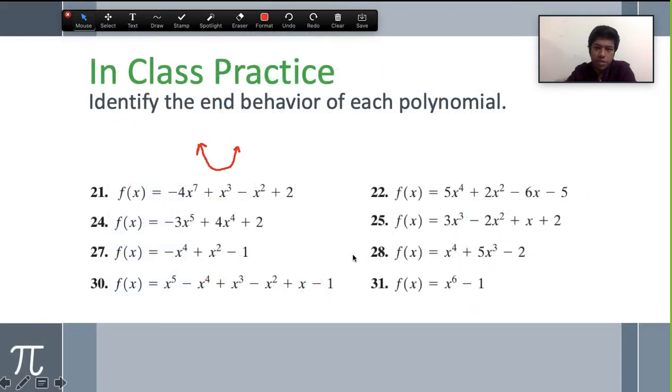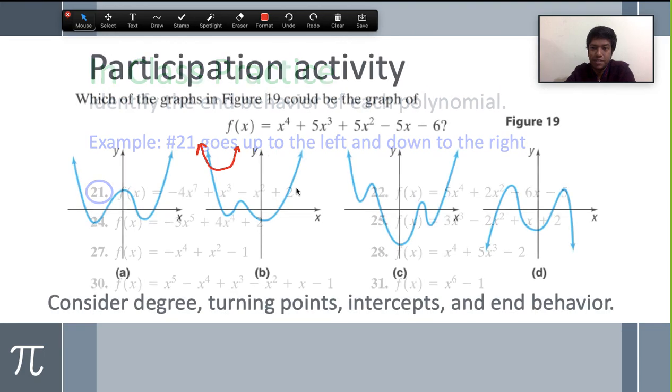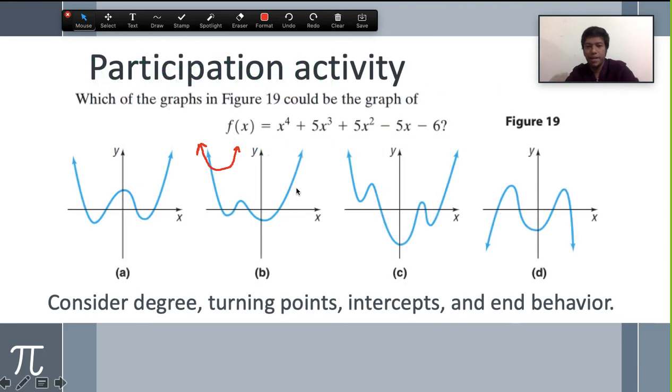In class practice, we can practice this kind of thing. It will depend on the power, of course. From the first one, as you can see, this is x to the power 7 and negative. So basically, it is a negative odd power function. So that way it will act. You will try to identify which graph this one is, and this will go as a participation quiz.